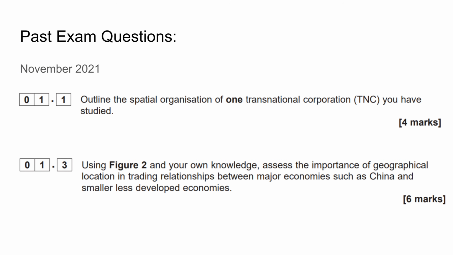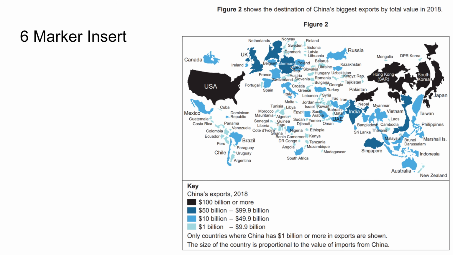Okay, so that was all. Now I have some past exam questions here. I have a 4 marker and a 6 marker. Figure 2 is on the next page, so you can try some of these questions. It's a very confusing graph. If I had that in my exam, I wouldn't be too happy.